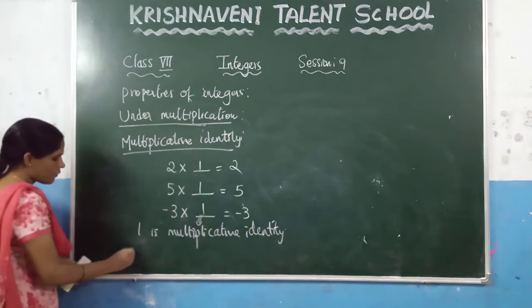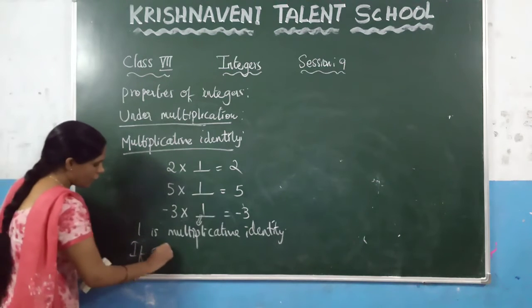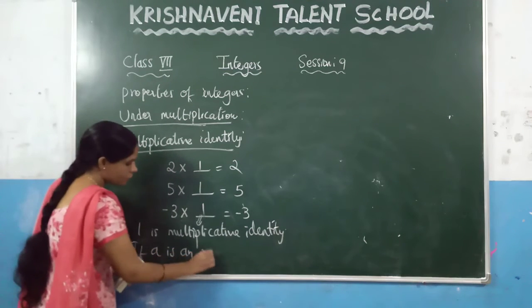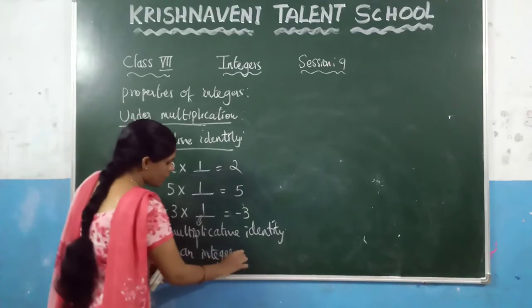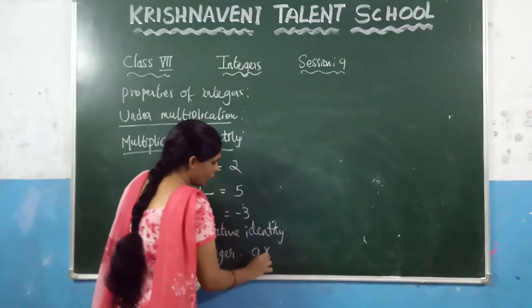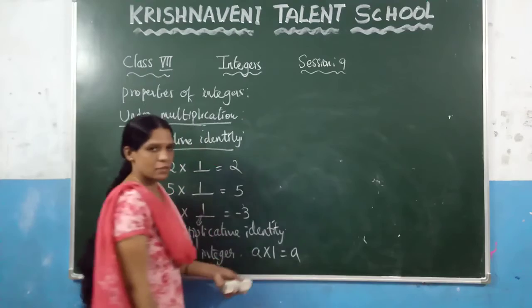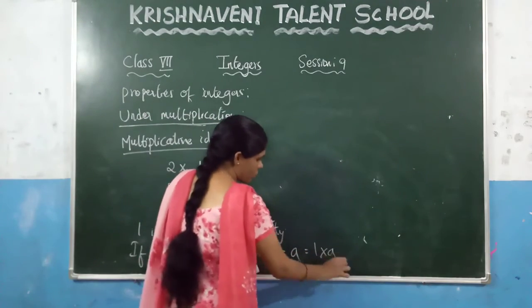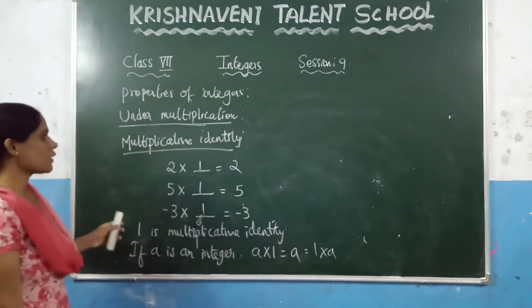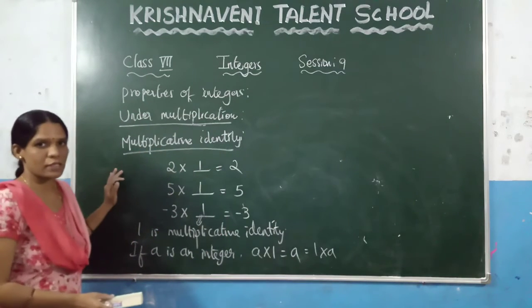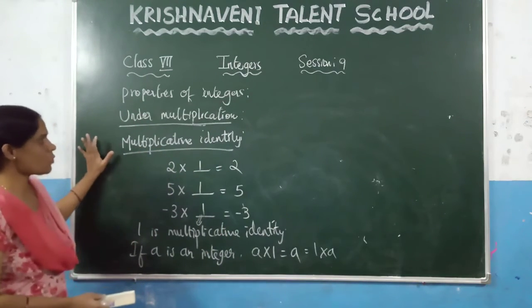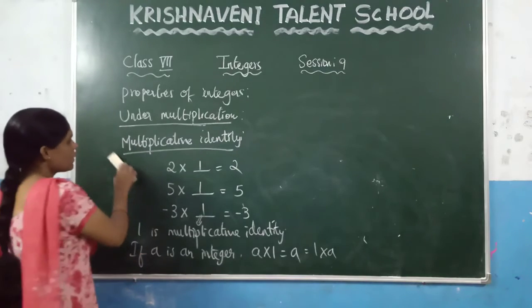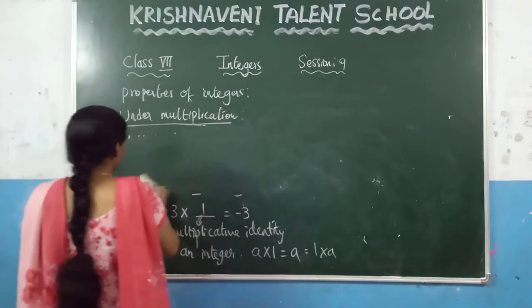Now define here: if a is an integer, then what does the multiplicative identity say? a into 1 must be equal to a. This is the multiplicative identity. You can write it as 1 into a also. So this property we call the multiplicative identity. Let us discuss the last property under multiplication, which is the distributive property.